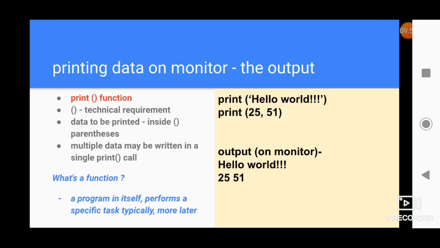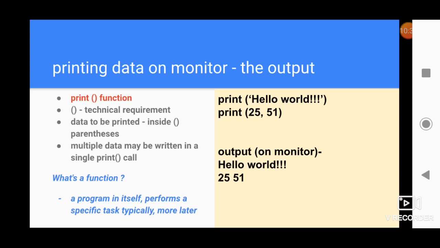Okay, so whatever data we want the print function to print on the monitor, we write that data inside the pair of parentheses of the print function. Okay, so actually any data which is given to a function for some task is called an argument, which we will discuss later. Just understand for now that whatever values you want the print function to print for you on the monitor, you just write those values inside the pair of parentheses after the word print.